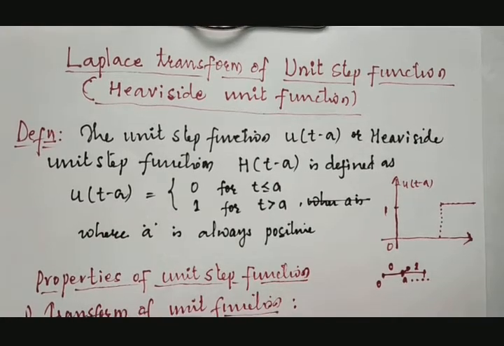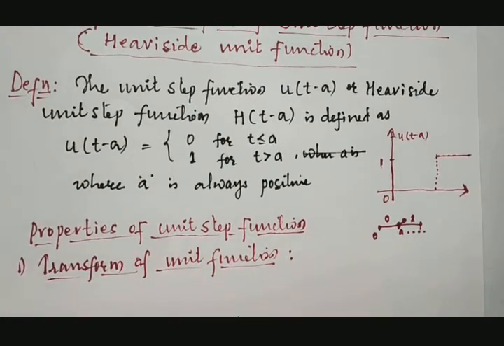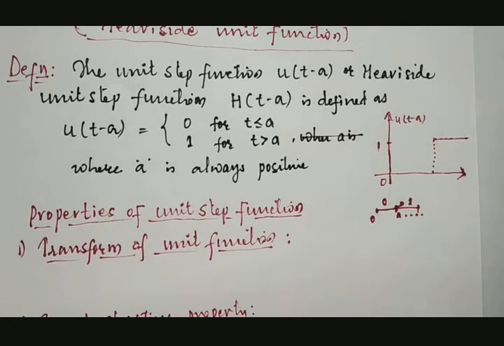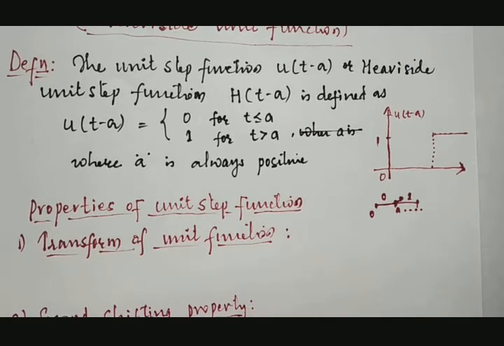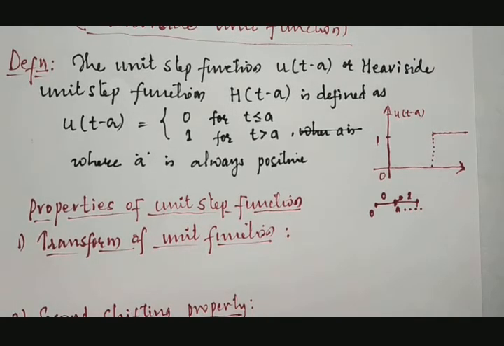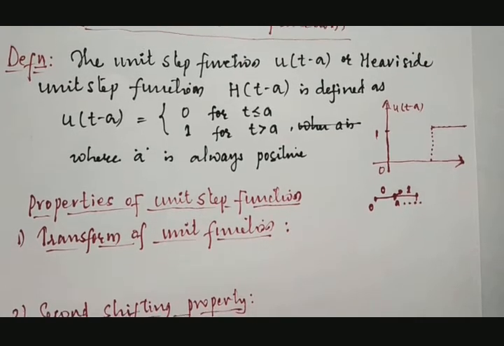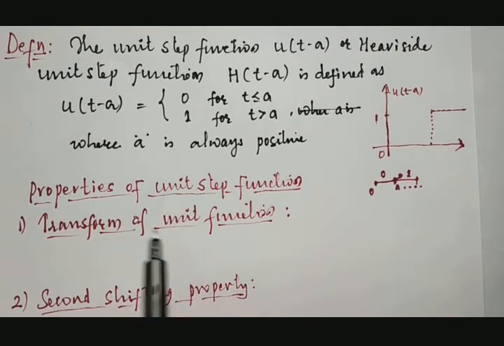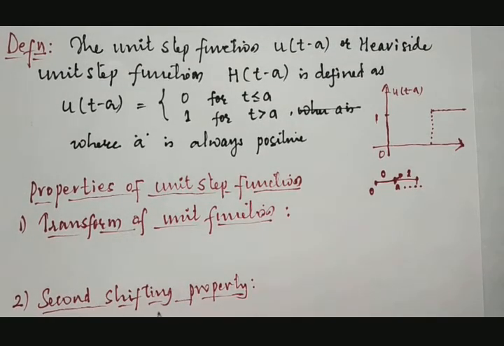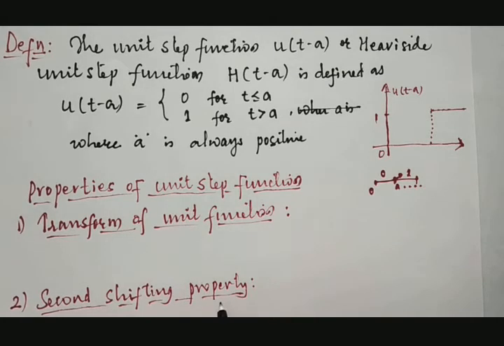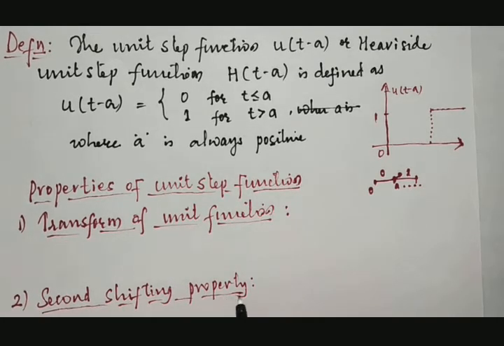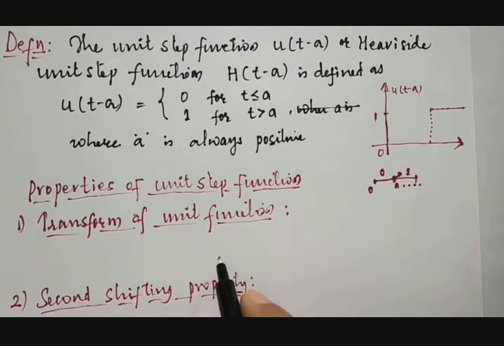Therefore, we have a few properties. What do these properties say? The property number 1. To understand this unit step function, we should go through the properties. What it indicates, let us see. Property number 1 is known as the transform of the unit function. What is the meaning of the transform of the unit function, and what is the statement for this?